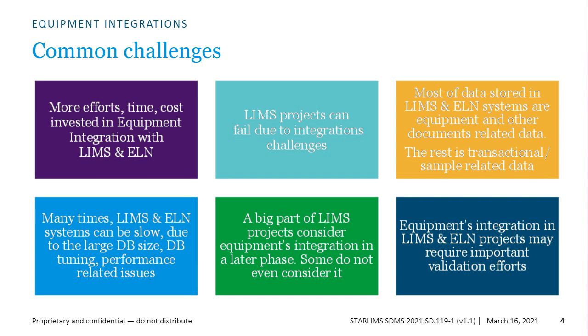And most of the data that is stored historically in your LIMS systems, more than 70 to 80%, is documents and equipment-related data. So maybe less than 20-30% is your transactional data, which is more related to the sample. In other words, the equipment-related data, the documents, files, and images actually clutter your LIMS database. But the LIMS systems are built to handle only that 20 to 30%, which is more of the day-to-day transactional data.